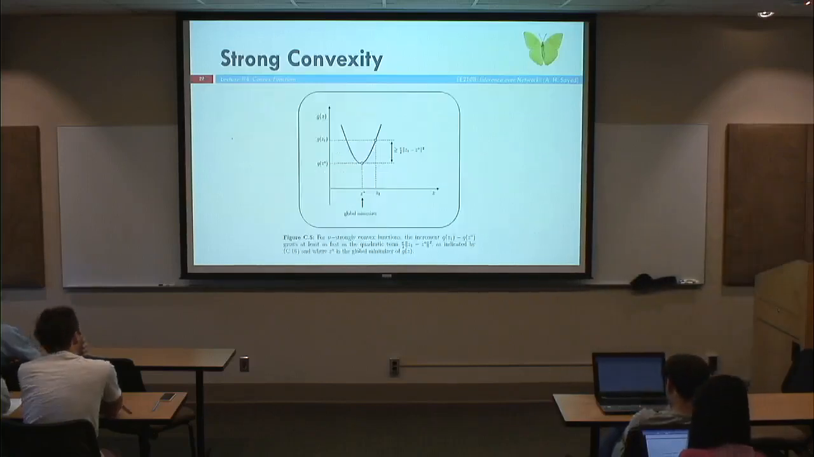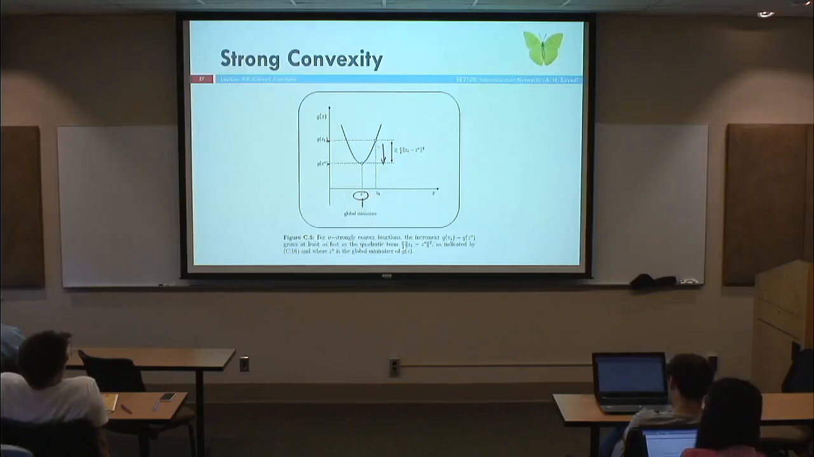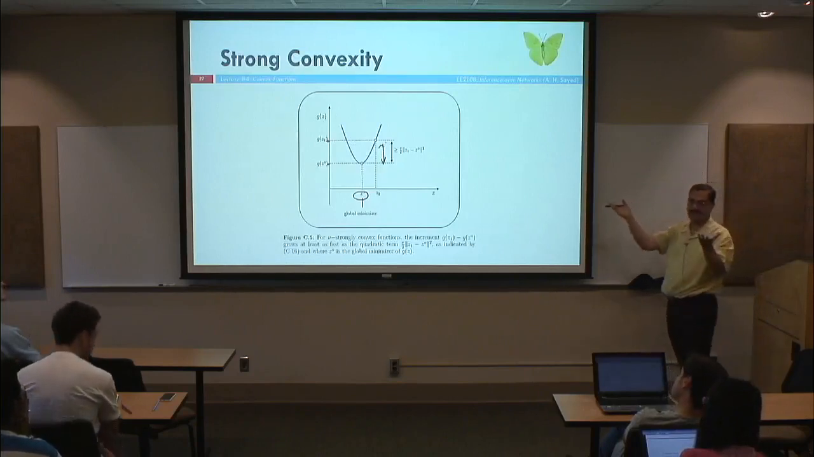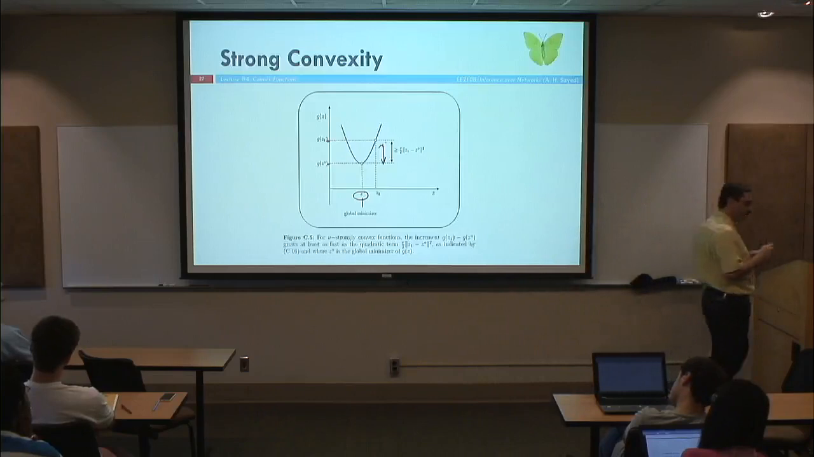So this is a plot here. This is the minimum, and this is g at any point z1. This is g at z0. This difference here grows larger than a quadratic. You understand? That's all, okay? Very good. So these are properties of strong convexity.